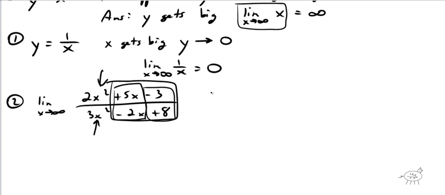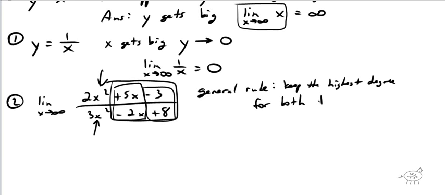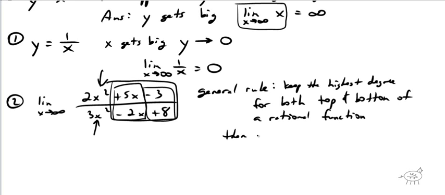Okay? So basically a general rule, no saluting required: a general rule is you keep the highest degree for both the top and bottom of a rational function, then simplify, then evaluate the limit.